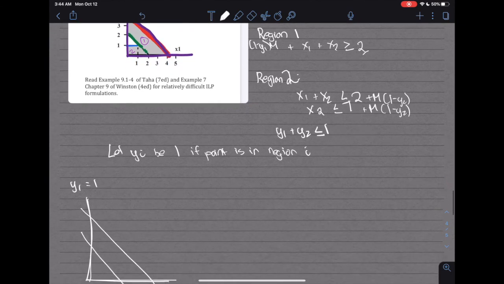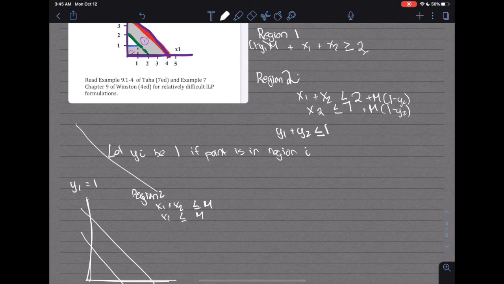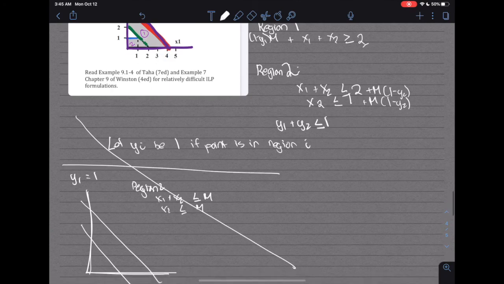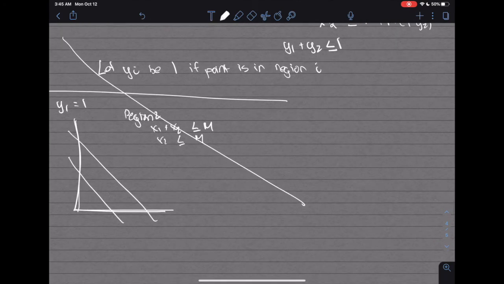And what will happen to these two regions if y1 is equal to 1 is that region 2 constraints will become x1 plus x2 is less than or equal to a very big number, and x2 is less than or equal to a very big number. So when we draw that in your constraints, it will be somewhere here, and it will be somewhere here relative to this graph. They will just become redundant constraints, and your feasible region will remain as this. It now becomes a convex region.